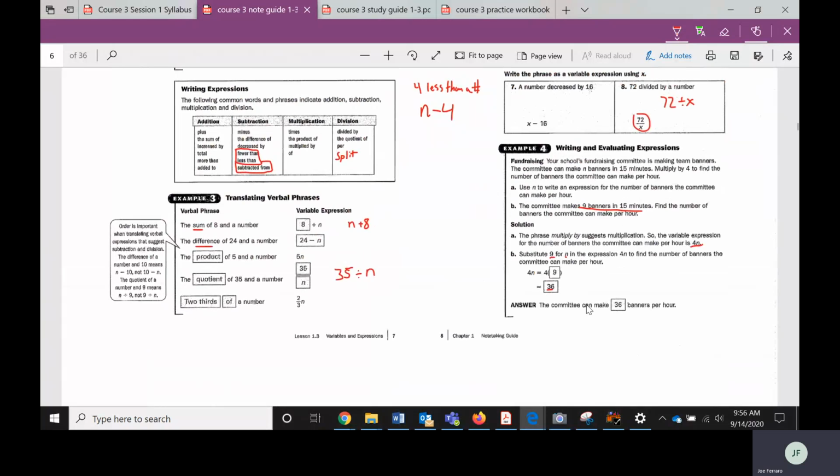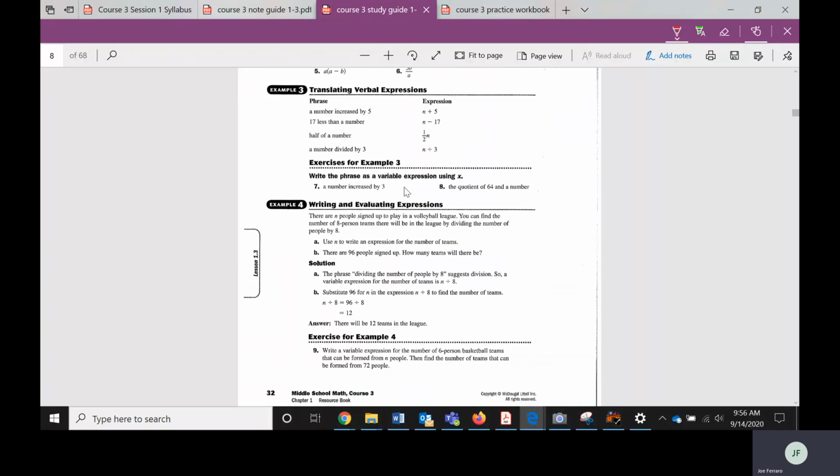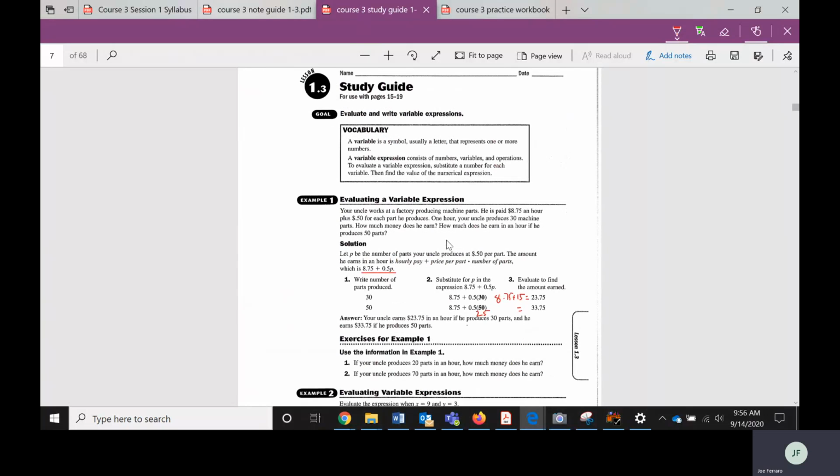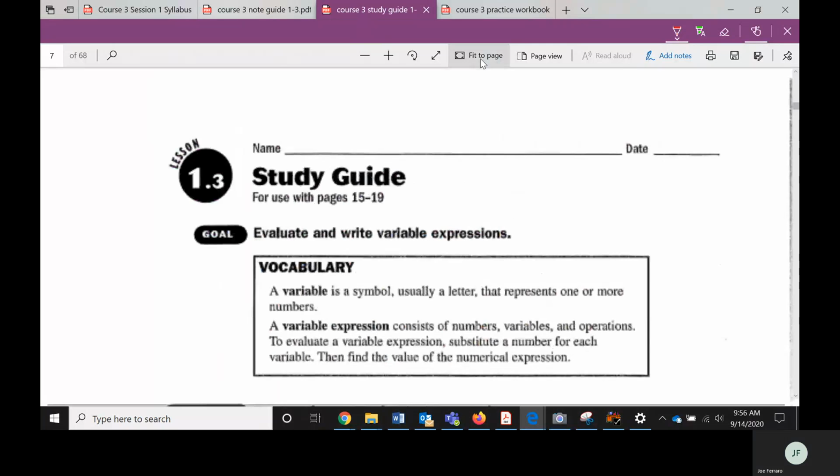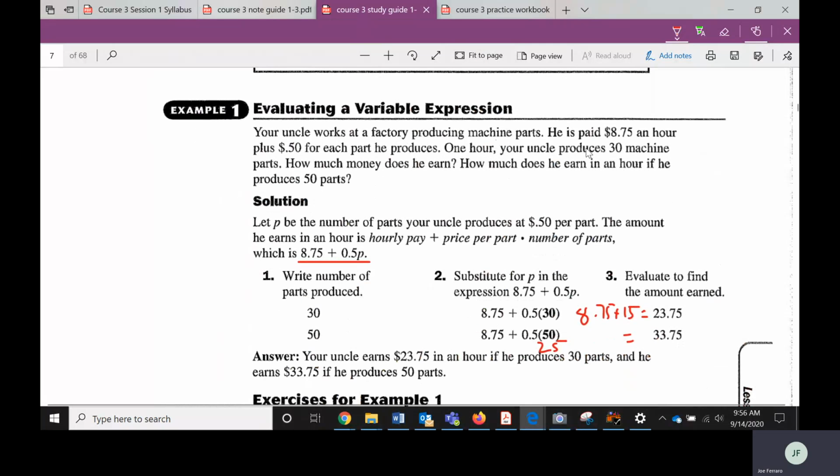Okay. All right. So the study guide, for the most part, is the same stuff. I think I'll walk through just one of their examples here just because it's more of a real life type thing. It says your uncle works at a factory. He gets paid $8.75 an hour and 50 cents for each part he produces. In 1 hour, your uncle produces 30 machine parts. How much does he earn? How much does he earn in an hour if he produces 50 parts?